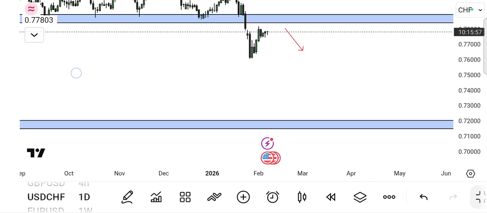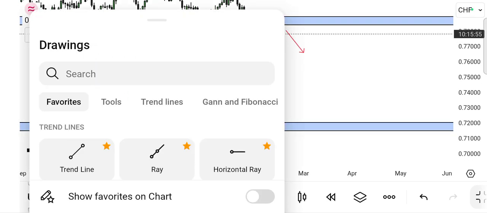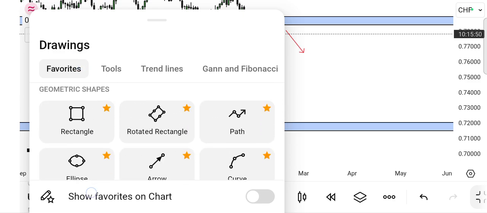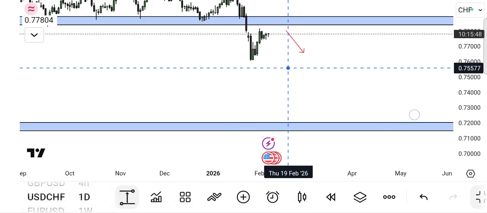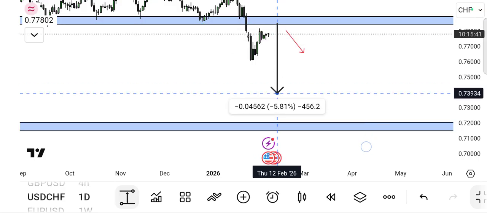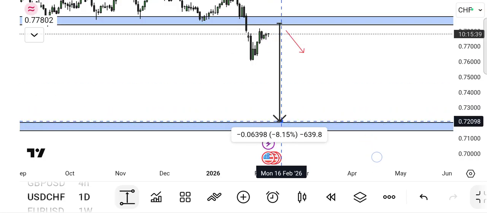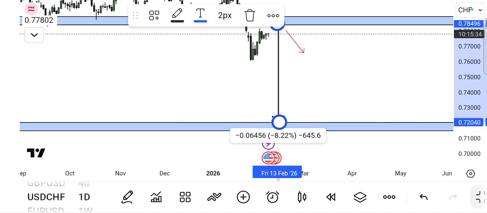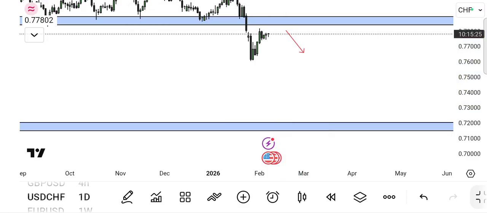This is our analysis, this is what I can see the market may likely do. Now let's calculate how many pips the market may likely fall to. From here to here, how many pips is the drop? Though it may not be necessary that the market reaches there, that is the next key level. So this is 645 pips that the market is going to drop.